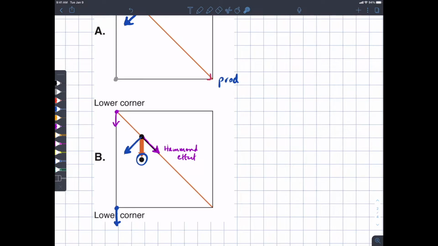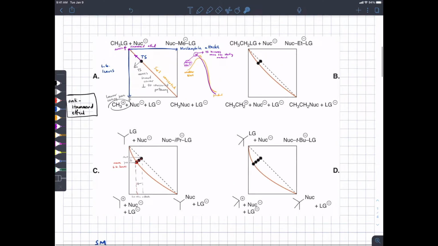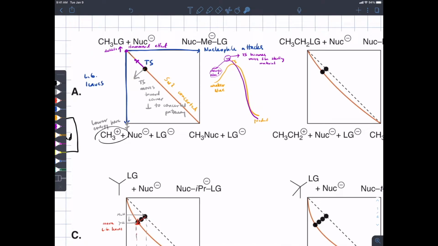I calculated in Gaussian. And so what we're going to be doing is looking at the transition states that I calculated, and we're going to be measuring the distance between carbon and the leaving group as a way of figuring out how far along this axis we are, and the distance between nucleophile and carbon to figure out how far along this axis we are.